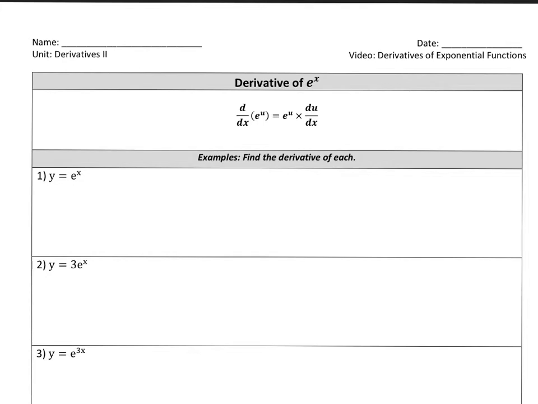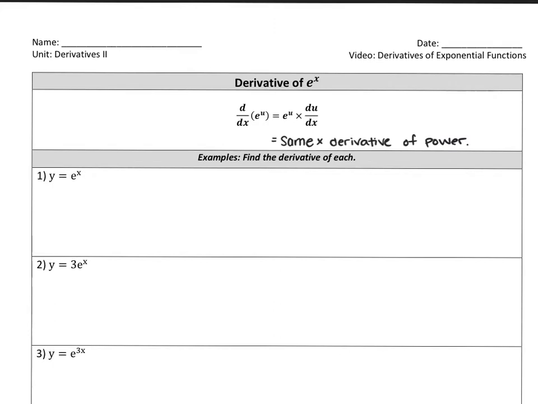So in simplest form, we can say the derivative of e to some power is the same times the derivative of the power. That's what that means in words.